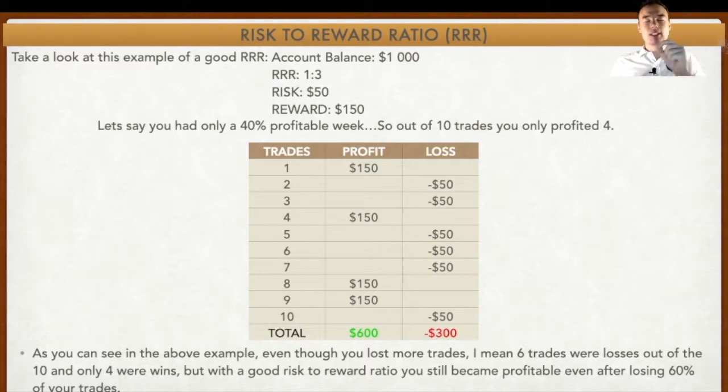Even though you've lost 60% of your trades, sorry, not 60% of your account. Six trades out of 10, you've lost. Four, you've only won. You still came out $300 profit. You are the house if you implement the proper risk management.